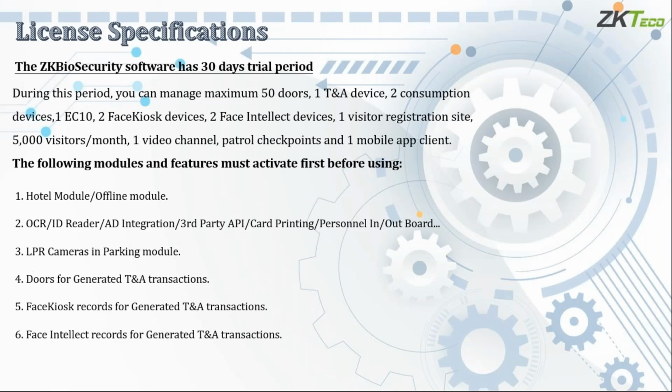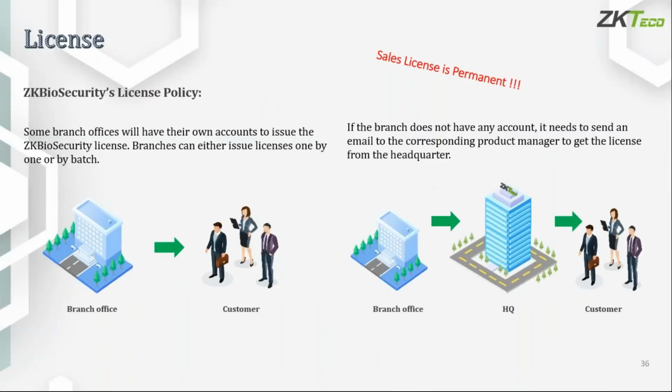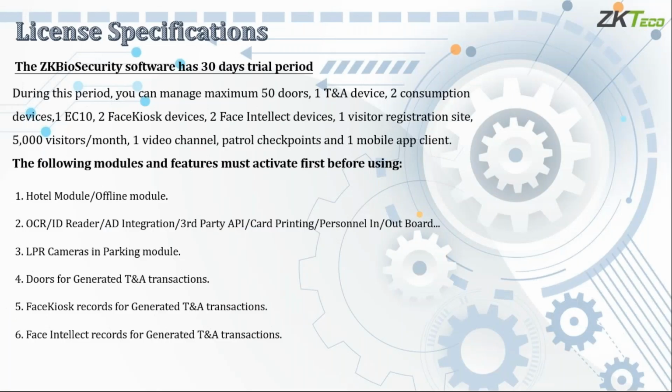Now we'll talk about the license specifications. Whenever you install the software, by default a 30-day trial period will be there. If you want to connect controllers to the software, there will be a license for the software. Apart from the access module, if you want to add any other modules, you just need to contact our sales team. For the hotel, LPR, and face kiosk, our sales team will guide you on the license policy.